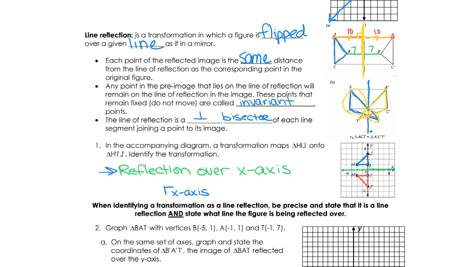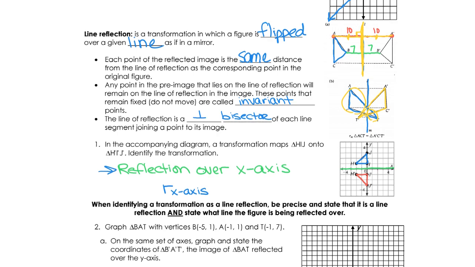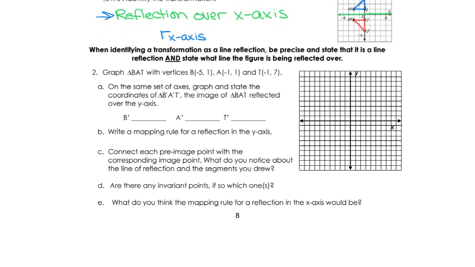Okay, but if you notate it, it has to be a lowercase r for reflection. All right. It says, when identifying a transformation as a line reflection, be precise and state that it's a line reflection and state the line that the figure is being reflected over. And we did both those things, so we should have got full credit for that.